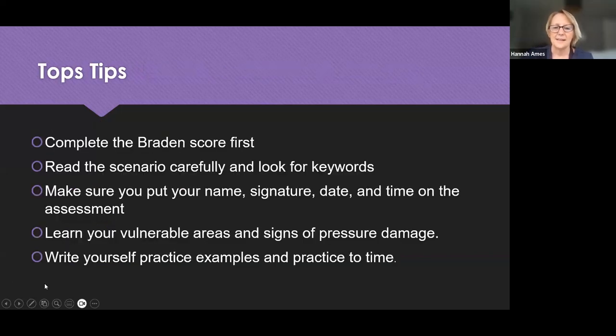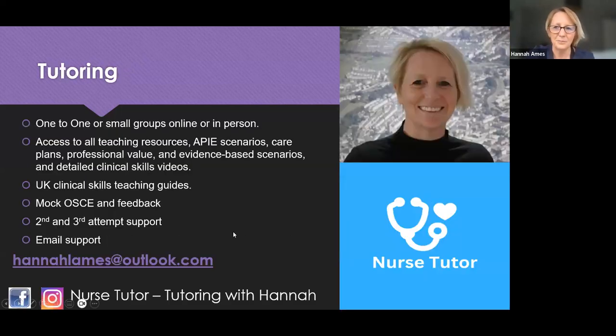So my top tips, like I said, complete the Braden score first and get that secure whilst you're not rushing for time. Read your scenario carefully and look for keywords. Make sure you put your name, signature, date and time on your Braden assessment. If you miss that, it is a fail, unfortunately. Learn your vulnerable areas and signs of pressure damage so you can confidently write those out at the end of the station. And if you haven't got access to practice examples, if you're studying by yourself, you can write yourself your own practice examples and try and practice this to time. I think that was helpful.